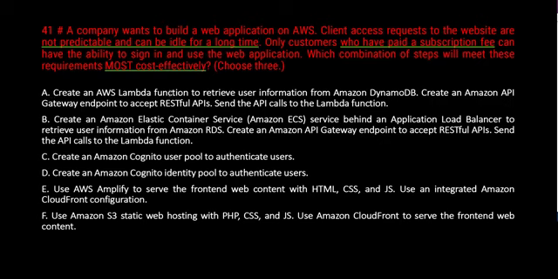Create Lambda function to retrieve user information from DynamoDB. Create an Amazon API gateway endpoint to accept RESTful APIs. Send the API calls to. So the first one looks more serverless to me than option B, because you are using Elastic Container Service there, which means you still have to provision the EC2s and run on that, because it is not talking about Fargate anywhere here. And then it is talking about having RDS.